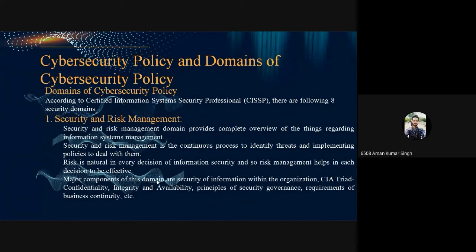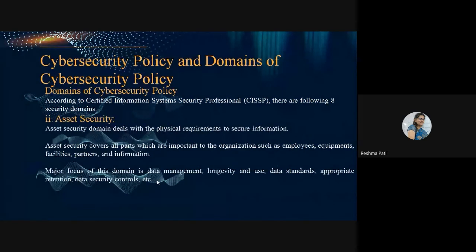Sequence 8, security domain, security and risk management. Here we are going to maintain the security and manage the risk. Then asset security, what are the assets of your organization? We have to provide the protection to that assets.